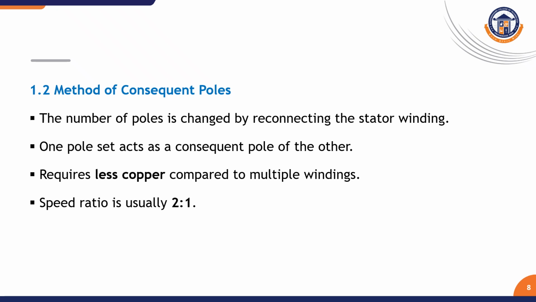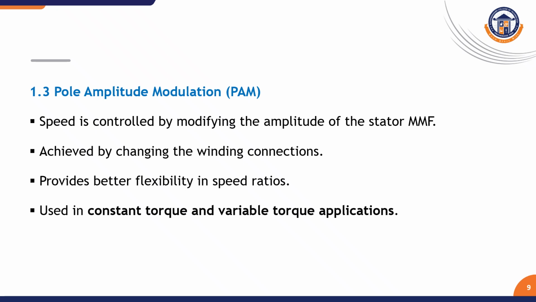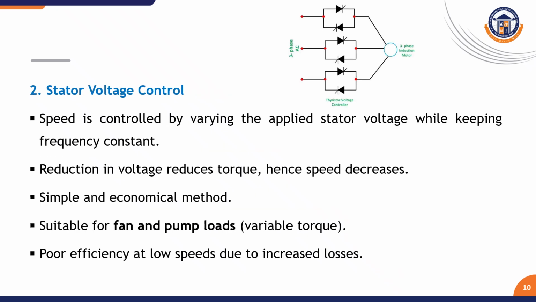And in the method of consequent poles, the speed ratio is usually 2:1. It requires less copper compared to other methods of speed control techniques. One pole set acts as a consequent pole for the other. So the number of poles connected will be changed by reconnecting the stator windings. Next, pole amplitude modulation technique. Here, the stator MMF can be modified, which in turn controls the speed. This can be achieved with the help of the winding connections, and it can be used for constant torque and variable torque applications.